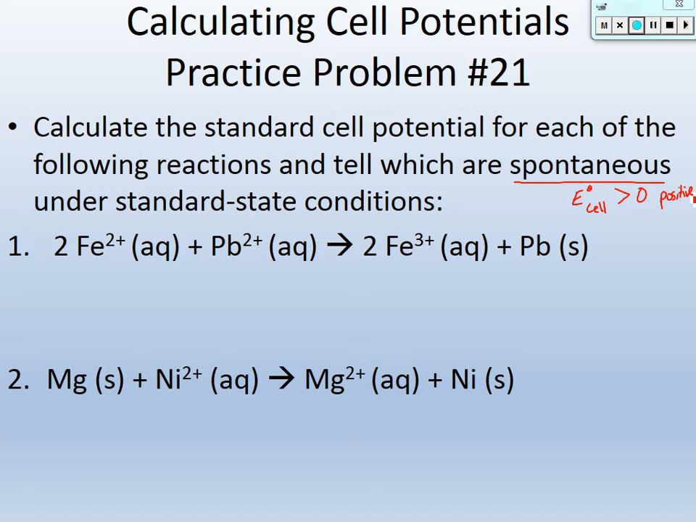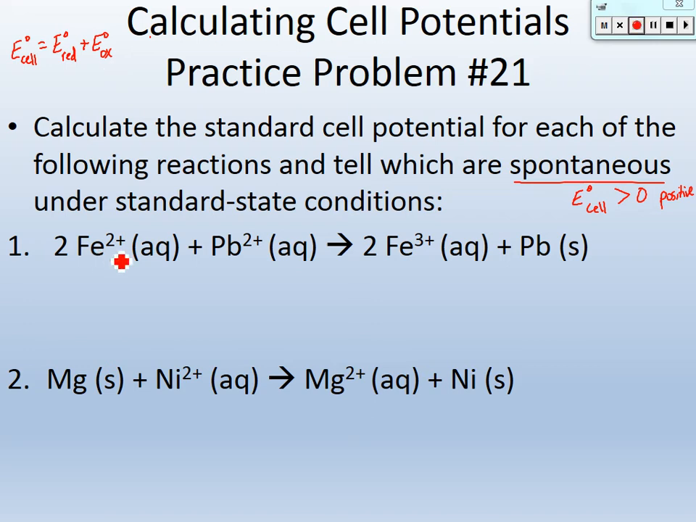First of all, in order to find the E naught of the cell, I'm going to write down that equation. The electric potential of the cell is equal to the electric potential of the reduction half reaction plus the voltage of the oxidation half reaction. So in order to determine that, I need to know which one's being reduced and which one's being oxidized.